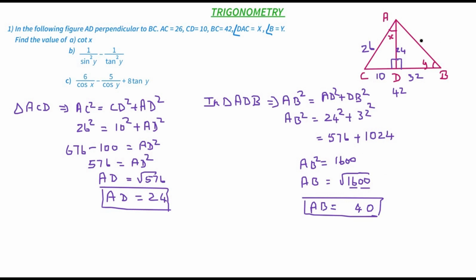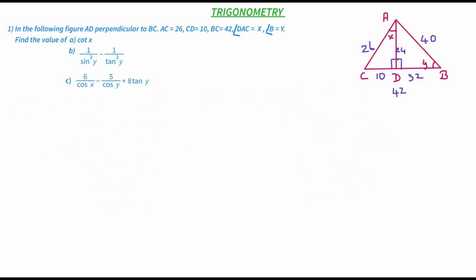So now let's write here 40. So we have got all the values of the triangle. Now we have to find what is cot x, what is 1 by sine square y, 1 by tan square y, and 6 cos x minus 5 cos y plus 8 tan y. So let's find out that. Let me remove this so that we can start doing our questions. So now we know the values of the sides. So now let's start doing the question.